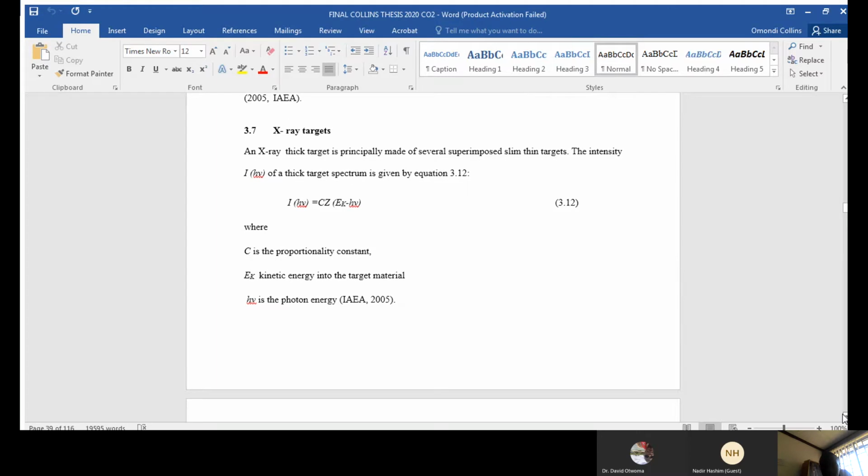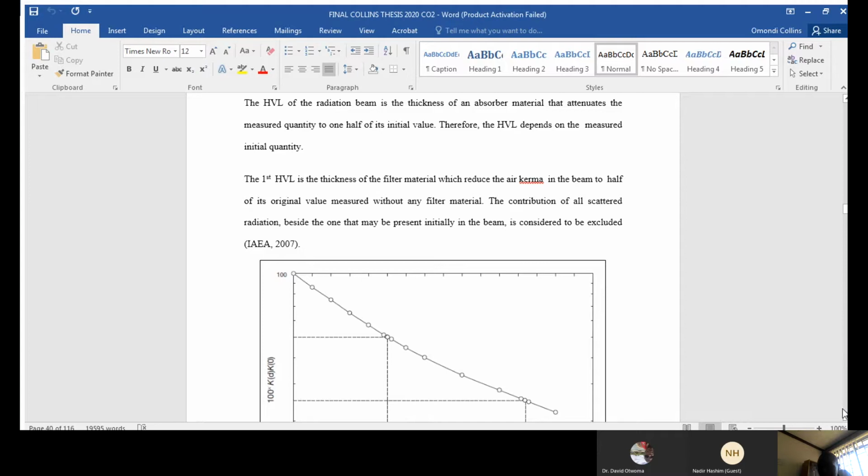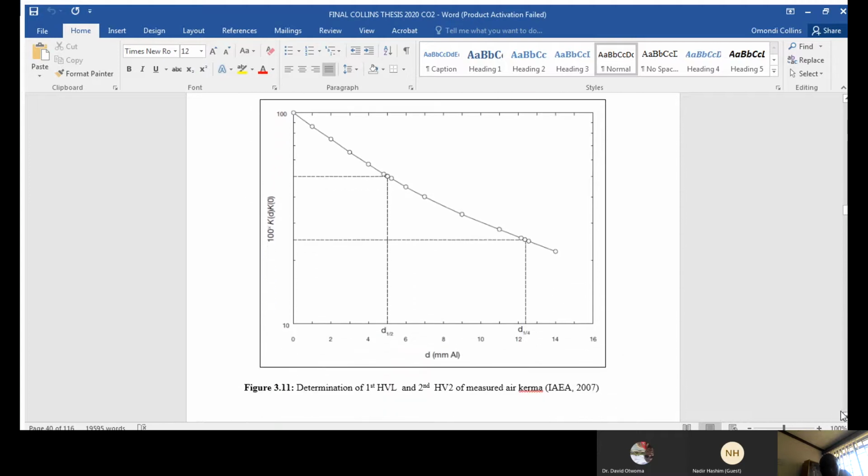So this is a half value layer. This is also a new illustration. Half value layer is the amount of material that will reduce the original intensity to half. Then the second half value layer is the amount of material that will reduce or attenuate the original intensity to a quarter. So I demonstrate how I get the half value layer and the second half value layer. Later in the practical, I'll show the values that I got from this experiment.